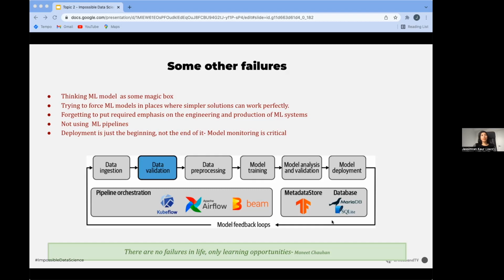Another thing is forgetting to put the required emphasis on your engineering and production systems. Please use ML pipelines. The tools are out there. Don't try to build something in-house. You're wasting your company's resources out there. And finally, understand that once you deploy this model, this is not the end of it. This is just the beginning. Monitoring your model is crucial. You want to be looking out for the concept drift, right? You want to be making sure your inference time, the way you are processing it, is well within the limits of the resources that you can afford.